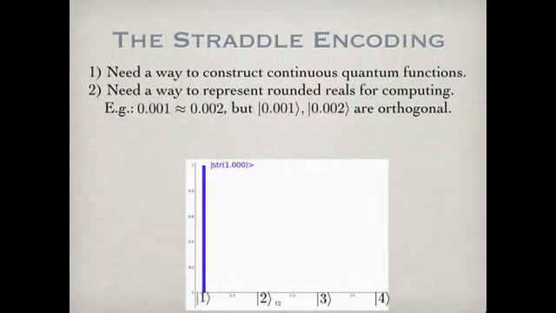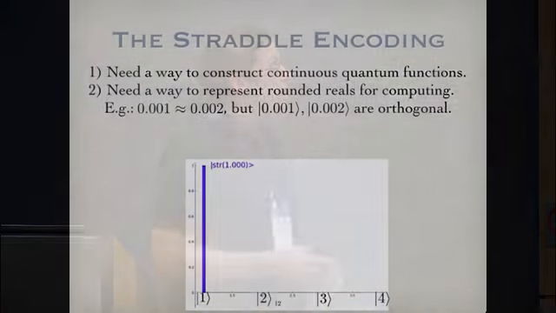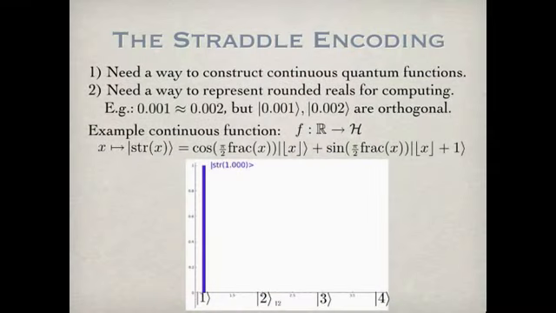One thing we're going to need now is some continuous functions. So I'll show you a place where we can get a continuous function. We're going to be dealing with lattices and real-valued lattices, and we're going to have to round points off. This creates a problem in quantum computing because you can't just write down approximate numbers that are close, since these two states are orthogonal. What we'd like is to have them be close. So we have a way to encode real numbers that takes care of this, called the straddle encoding. This is an example of a continuous function.